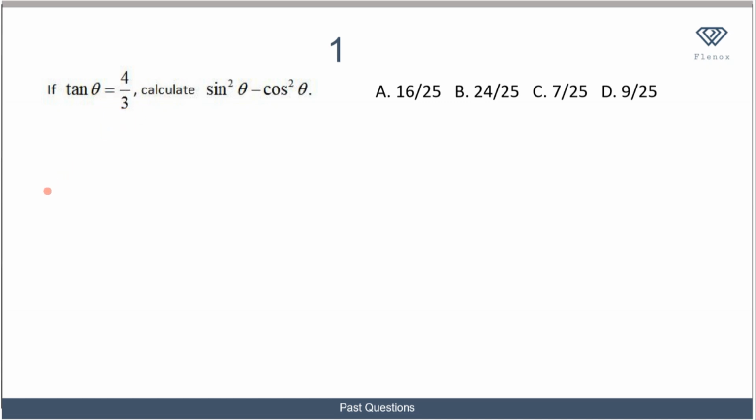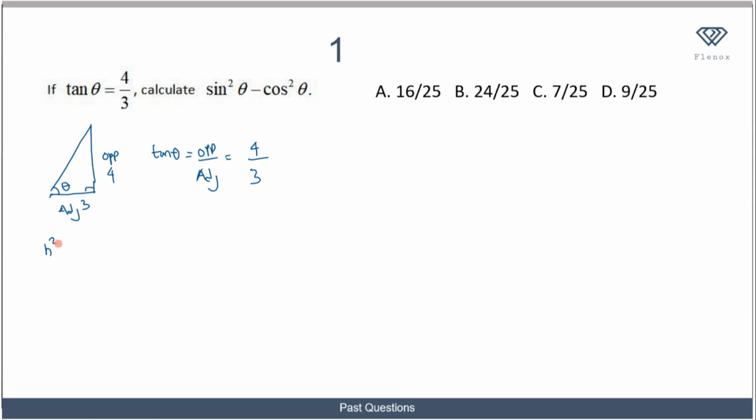So if I draw my right angle triangle and call this angle theta, I know that this will be my opposite, and this will be my adjacent. So I know that tan theta is equal to opposite over adjacent, and I'm told that that is equal to 4/3. So I can say that the opposite is 4 and the adjacent is 3.